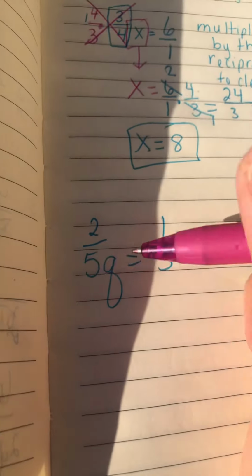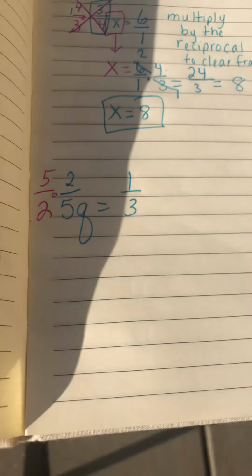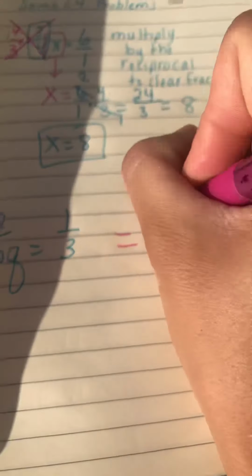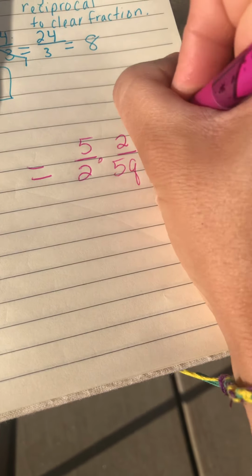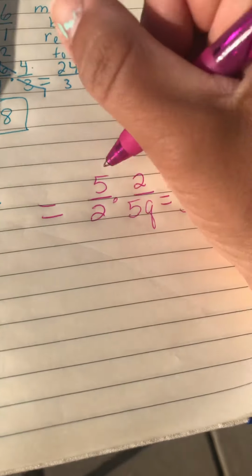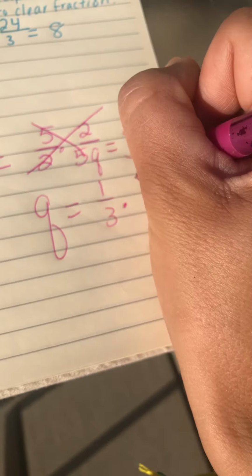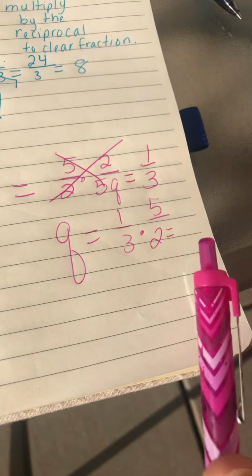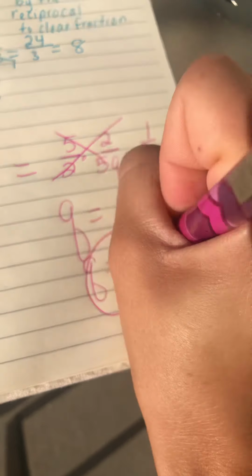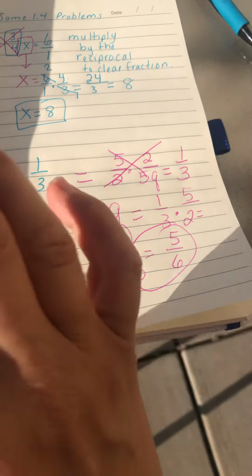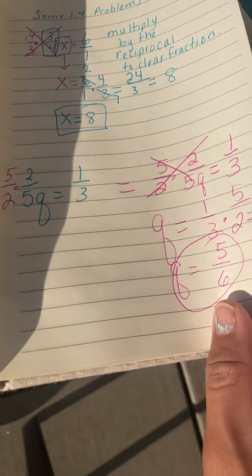So I need to take the reciprocal. That would be 5/2. So this becomes 5/2 times 2/5 q equals 1/3. Okay, so this gets this gone right away. And now q equals 1/3 times the reciprocal 5/2. 1 times 5 is 5. 3 times 2 is 6. And q is equal to 5/6. Does that make sense? Hopefully that does.